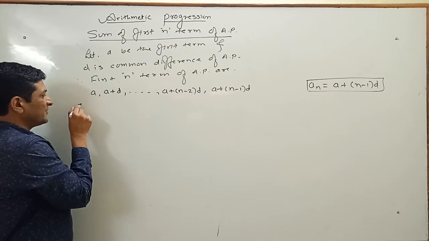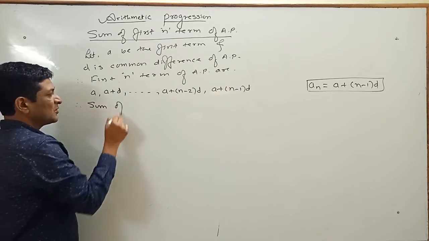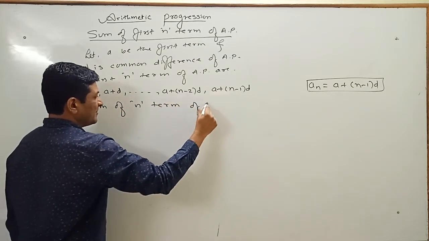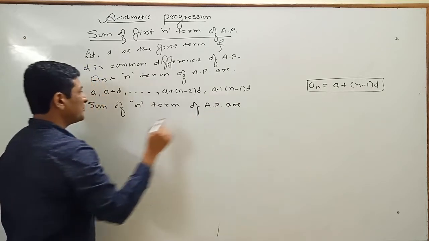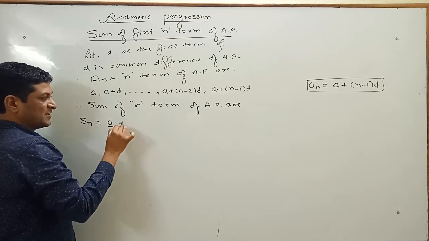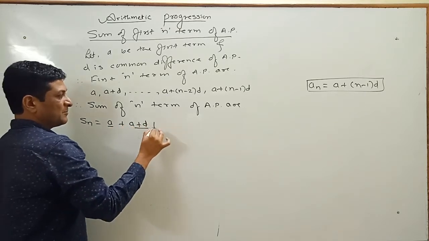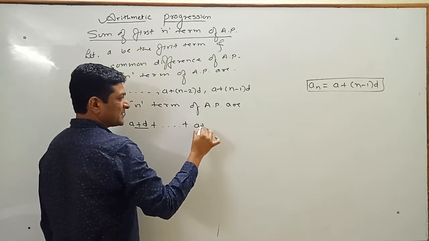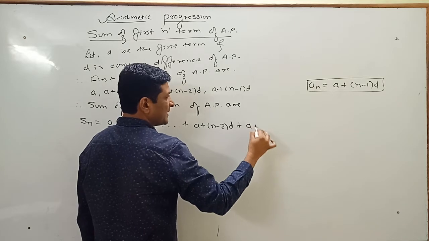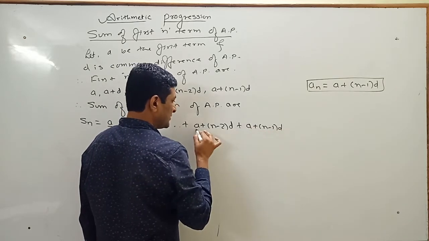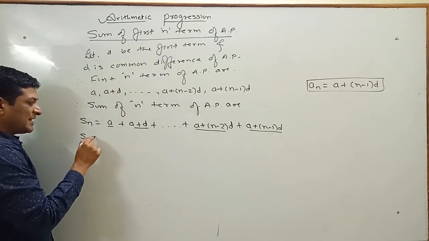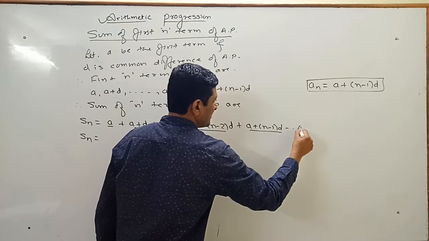Now we are finding the sum of n terms. The sum of n terms of the arithmetic progression is denoted by Sn. So what is the sum here? a is our first term, plus the second term a plus d, plus a plus n minus 2 into d, plus a plus n minus 1 into d. So we have written here the sum of n terms of the arithmetic progression. Let us denote this by equation number 1.